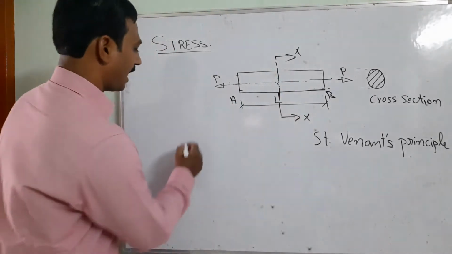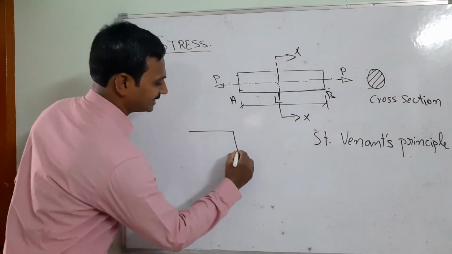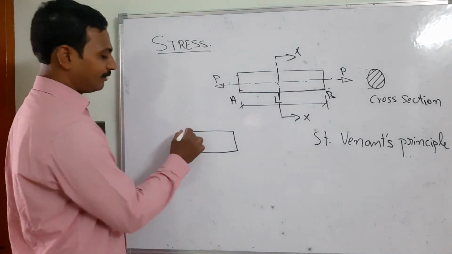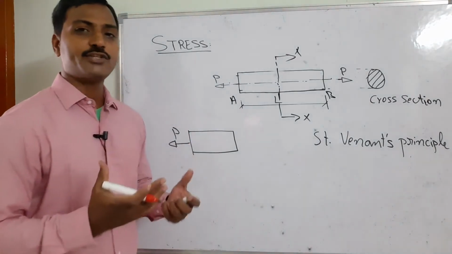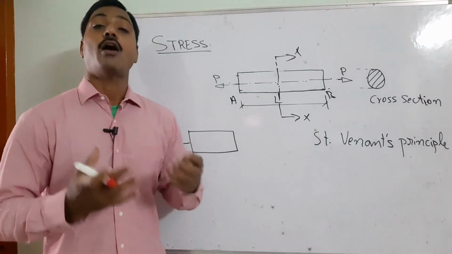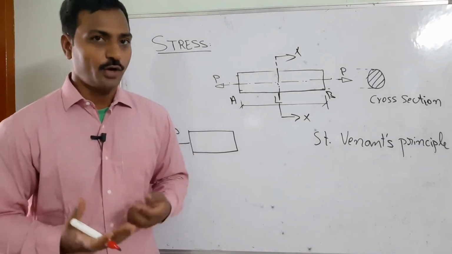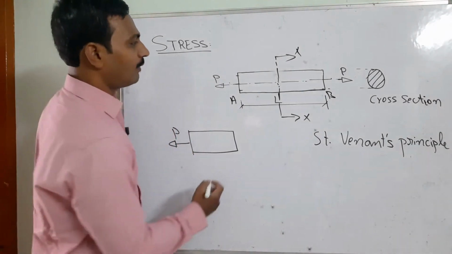Suppose for this one I am taking the left portion of this member, and the load is applied here. So we are trying to understand how the internal stresses or internal resisting forces are developing here. So what will happen in this case?